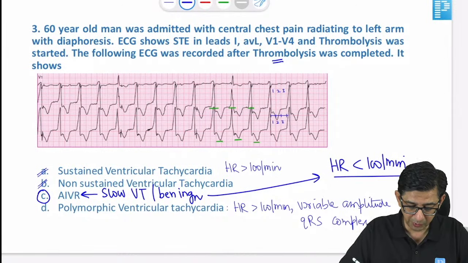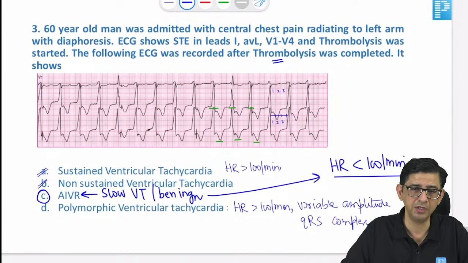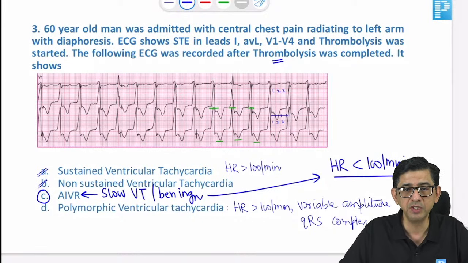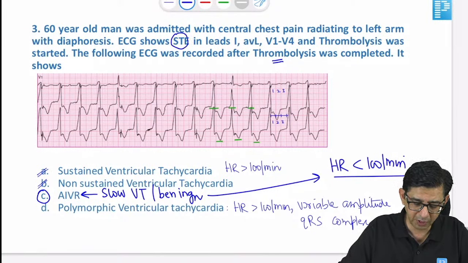But at least at this particular point of time in the visible leads, we are not able to see any ST elevation, which tells us that whatever ST elevation was present had now resolved with intervention, with thrombolysis. So at the moment there is no ST elevation that can be visualized, which is again good news, because our person says that on admission there was an ST segment elevation and now it has resolved.